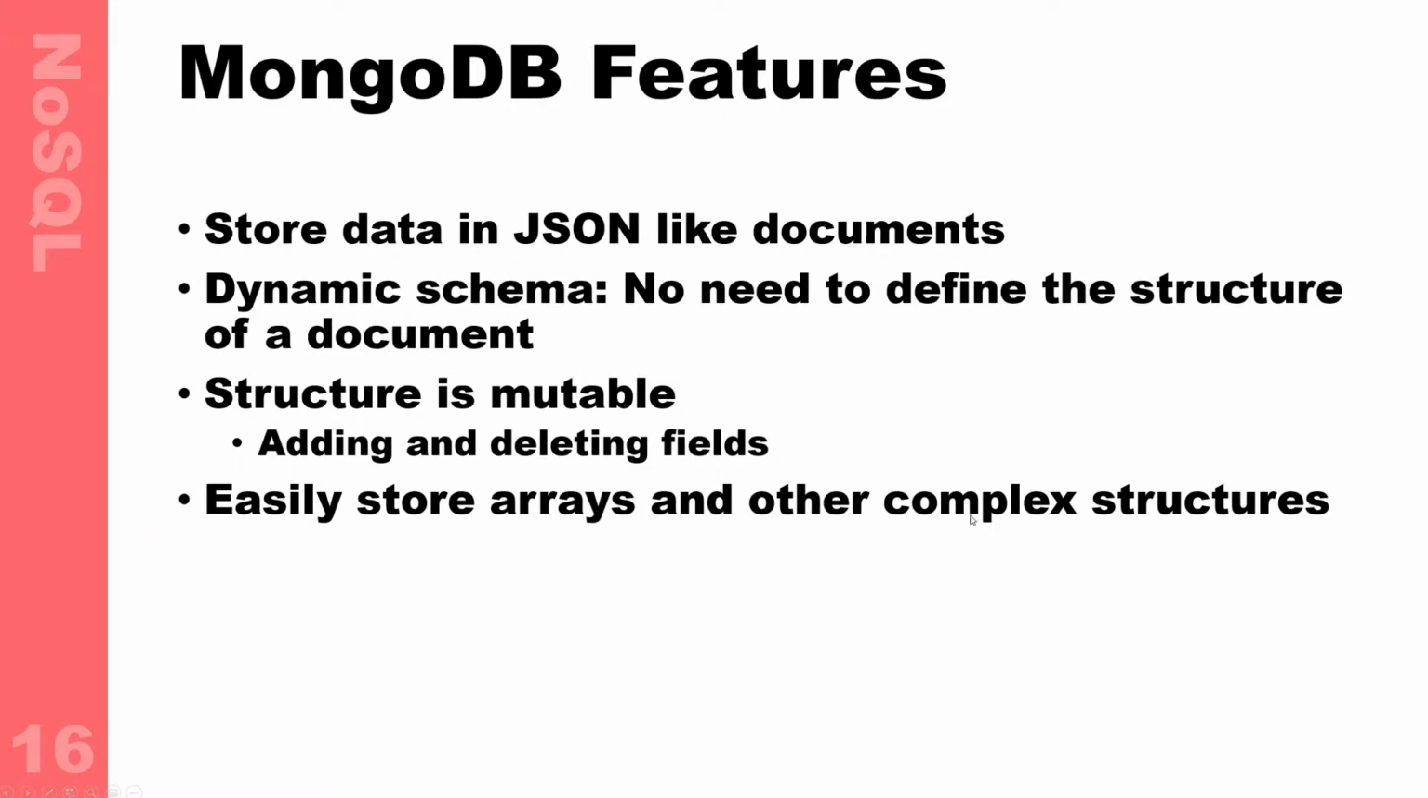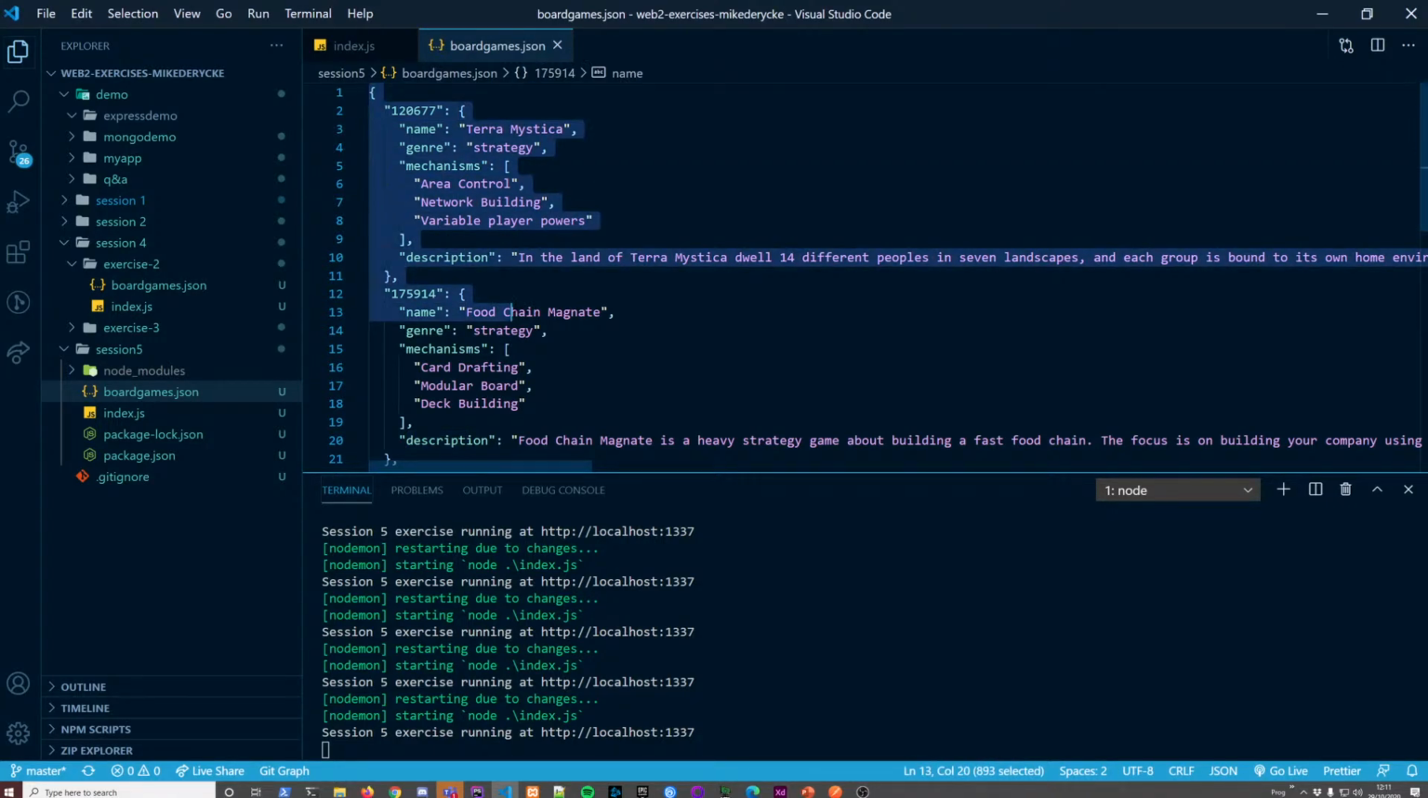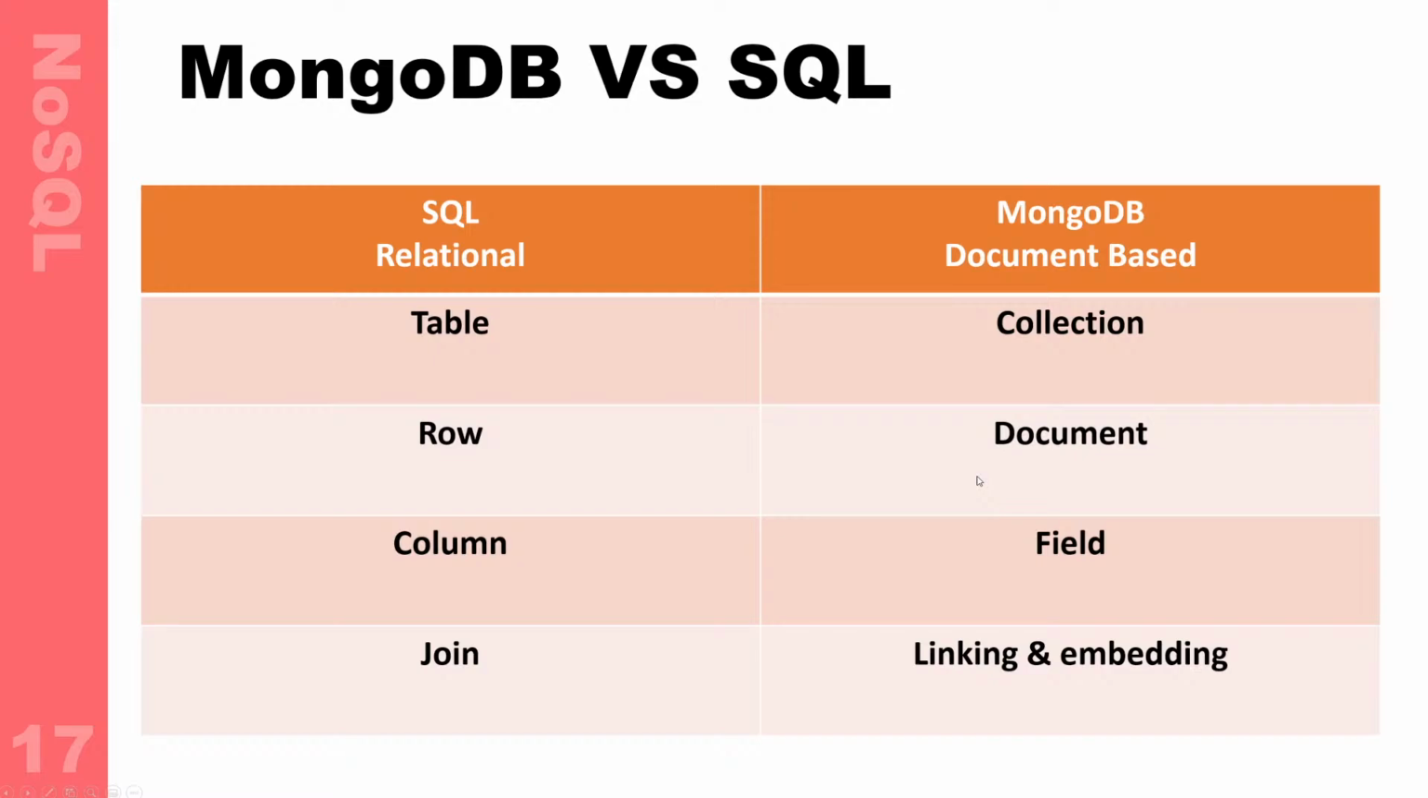And you can easily store arrays and other complex structures like you see here. Of course, this is an array. It doesn't care that it's an array. This is valid JSON, so I can save the JSON.